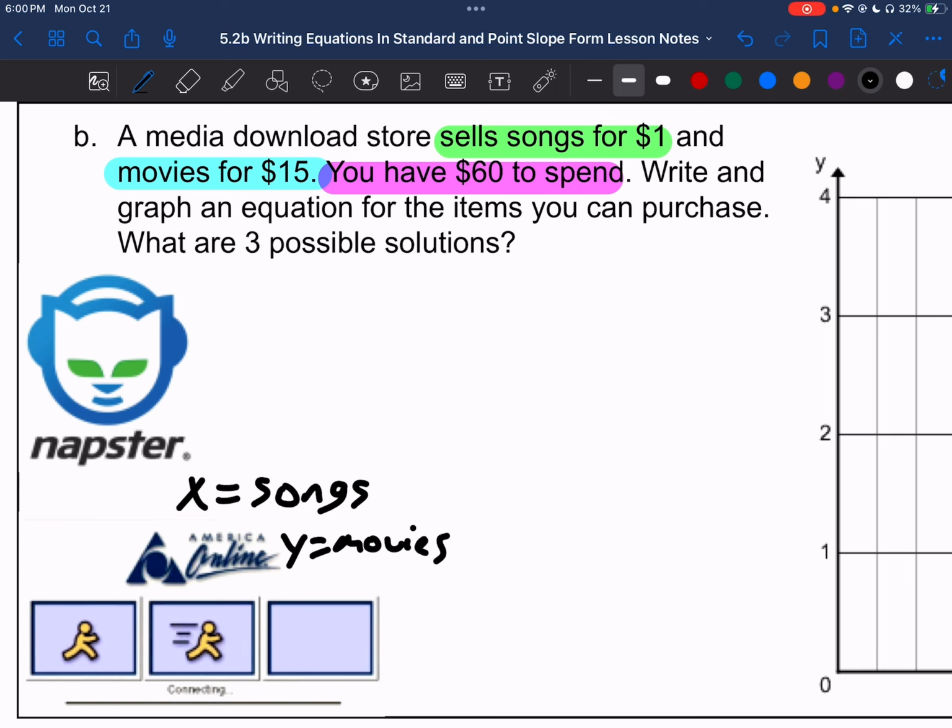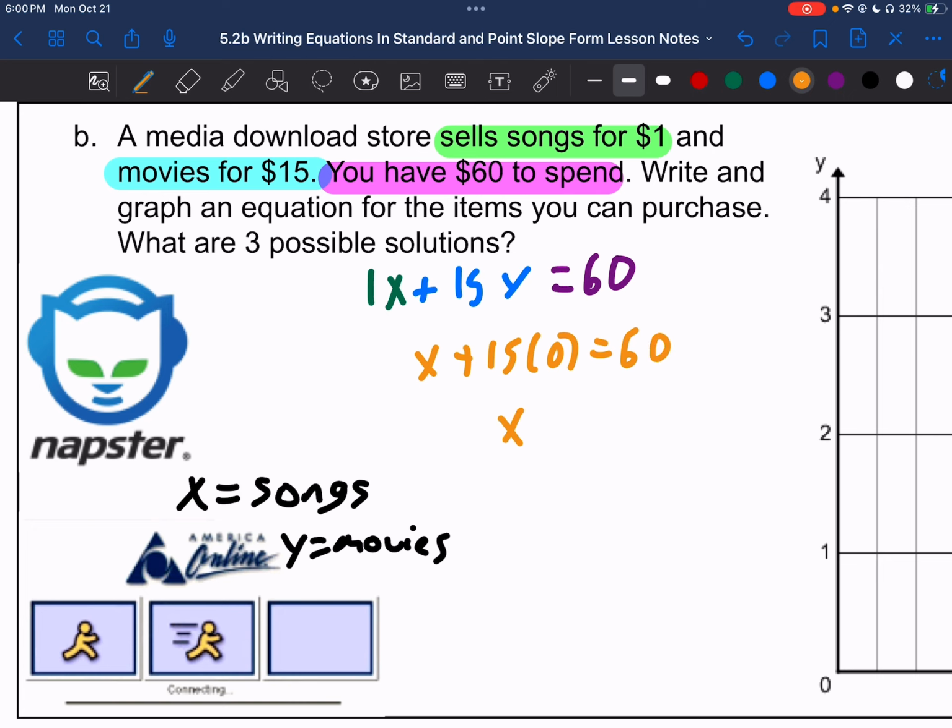Now, writing our equation. Our first one, $1 times the number of songs, plus $15 times the number of movies. And that's going to be equal to the 60 that you have to spend. Now, if we're going to solve for our intercepts on this one, I'm going to start with X plus 15 times 0 is equal to 60. So that means X is equal to 60 songs.